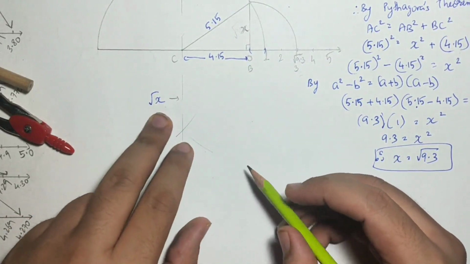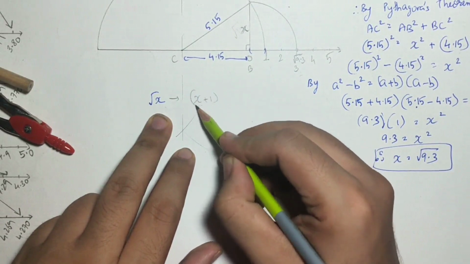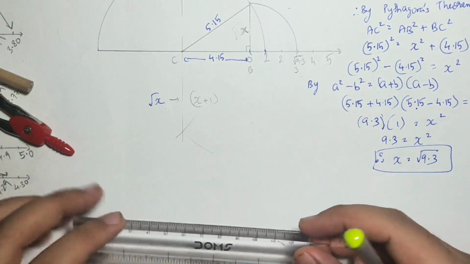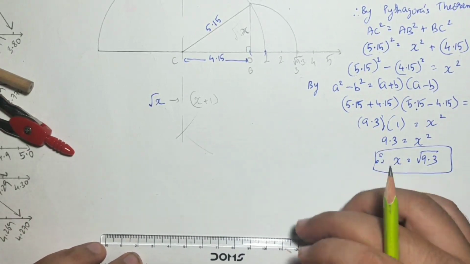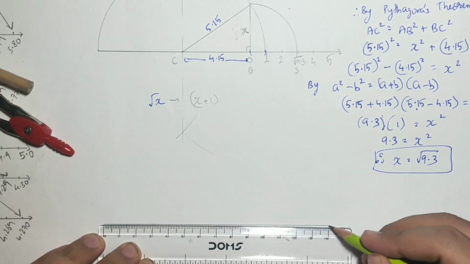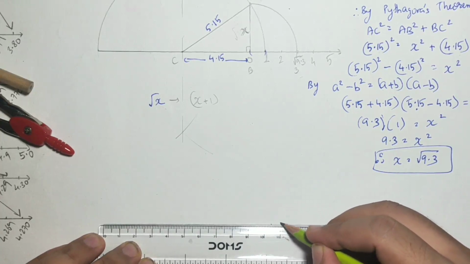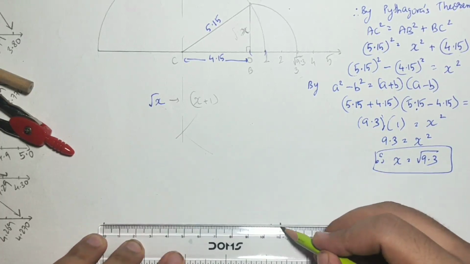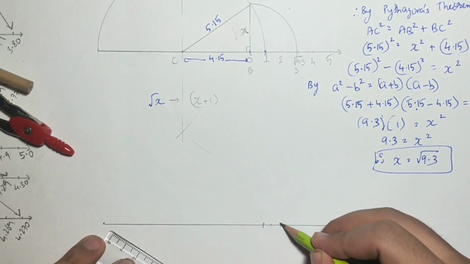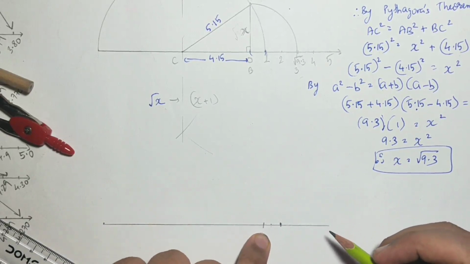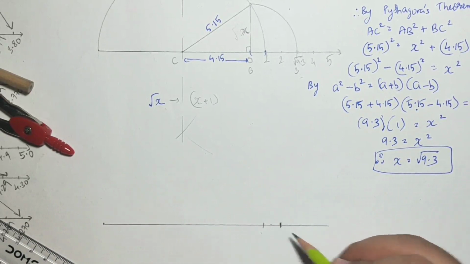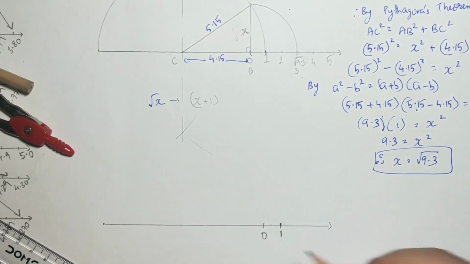So what is my first thing? I have to take addition 1. So I'll take any line segment because it's x. Suppose this is my line segment. Now from this line segment, 1 centimeter on the left hand side. This is my x point, this is my x plus 1 point. The first point I have made is my x point, the second point I have made is my x plus 1 point.